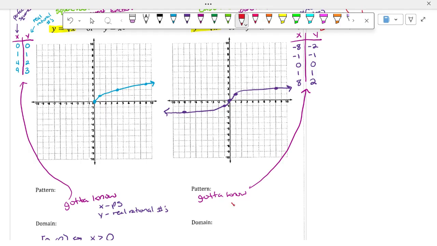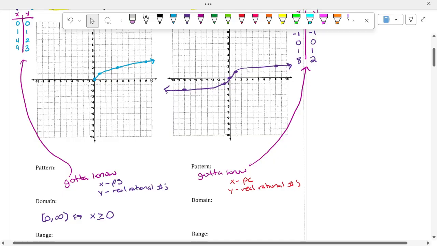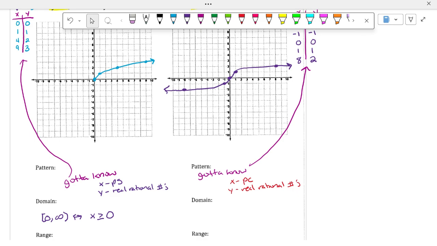And again, x values, we're looking for perfect cubes. Y values, we want to make sure they're real, rational numbers. And remember, rationals can include fractions. So if you get like a terminating decimal, that's okay, like a 0.5 or something, that's fine. We just don't want weird ones that we have to round.